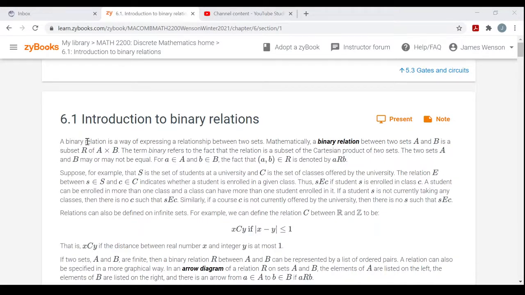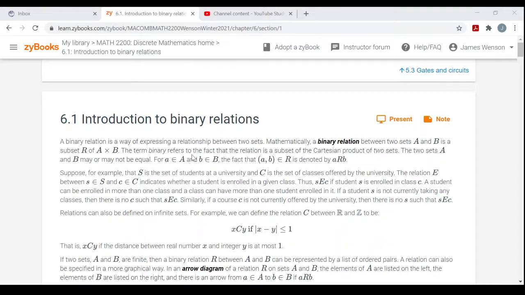All right, so a binary relation is a way of expressing a relationship between two sets, as I mentioned. Mathematically, a binary relation between two sets, A and B, is a subset R of A cross B, right? So just like a function was. A function was also a subset of the Cartesian product of two sets. So same with a relation. But a relation is more general, doesn't have the restrictions that a function has.